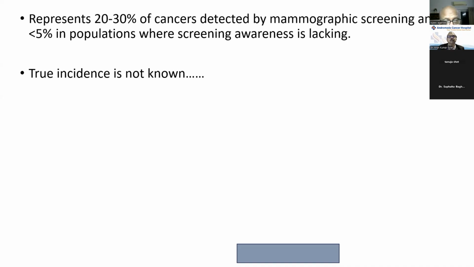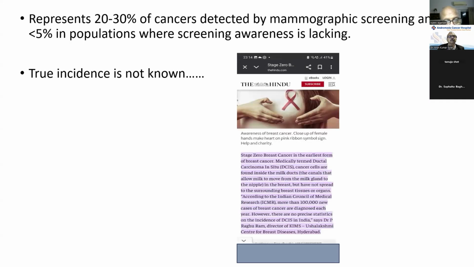However, in areas like ours in India, we still fall under less than 5% population coverage where screening awareness is lacking. I would quote an article published in The Hindu in 2019, which says that the precise statistics on the incidence of DCIS in India are not known yet. One of the pioneering institutes on breast diseases, the Center for Breast Diseases in Hyderabad, had done a study on this.